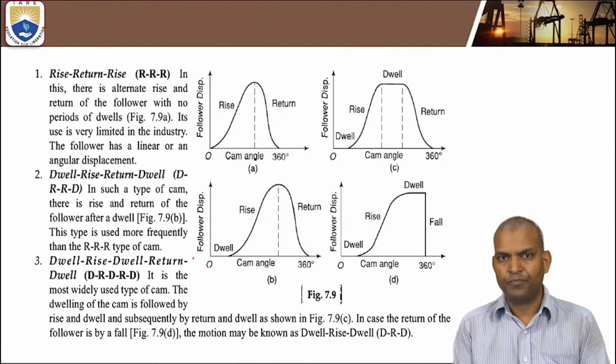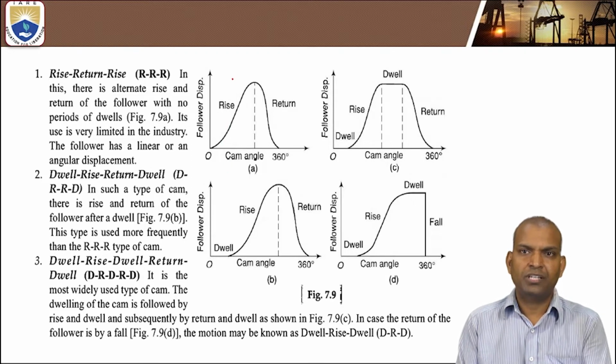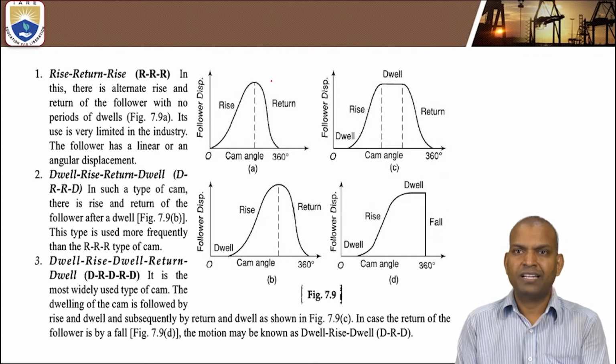So that is the first category: based on shape, there are a total of 7 types of cams. Next, based on the follower movement, just a quick glance will help us understand the types of cams. Here it is triple R, that is raise, return, raise.